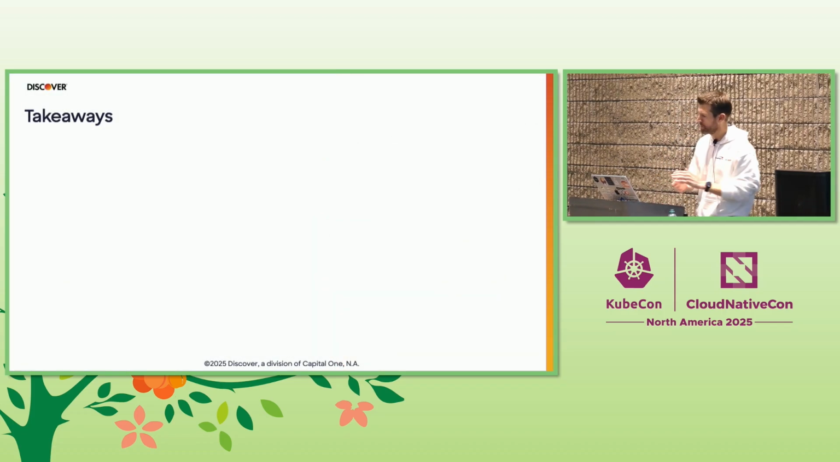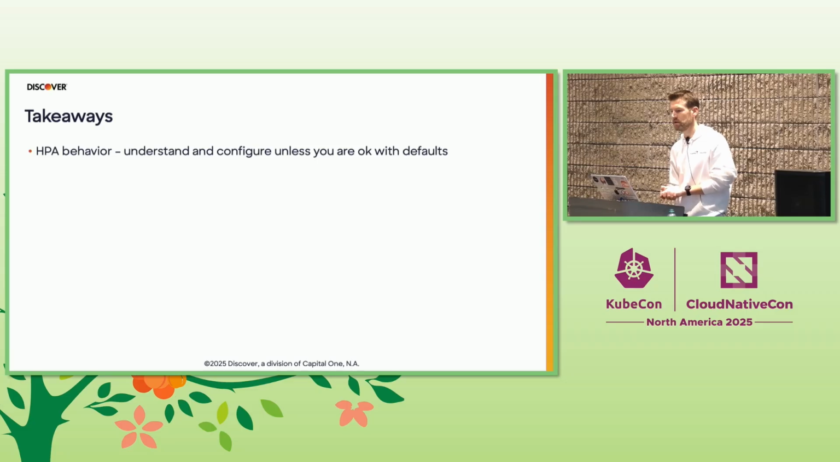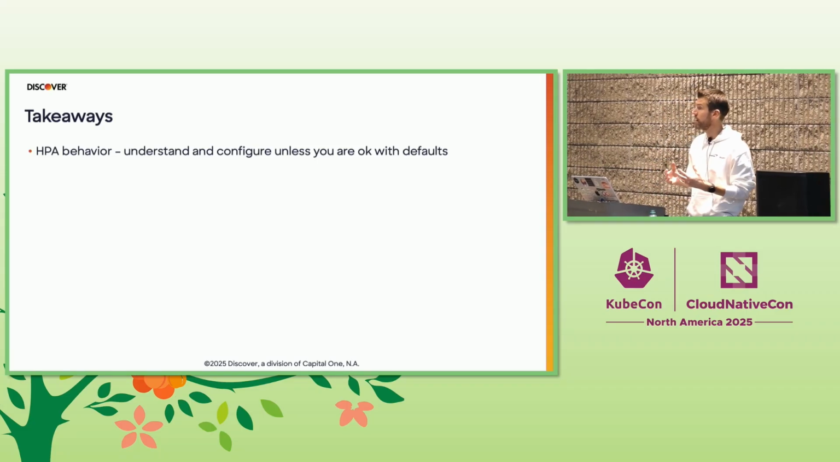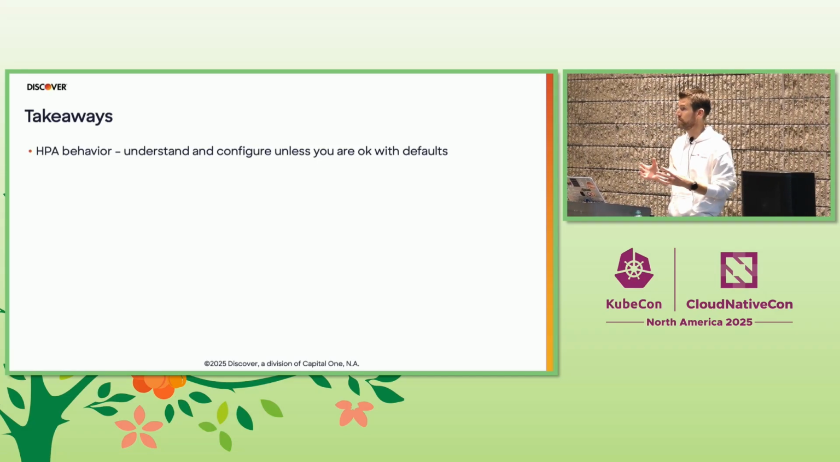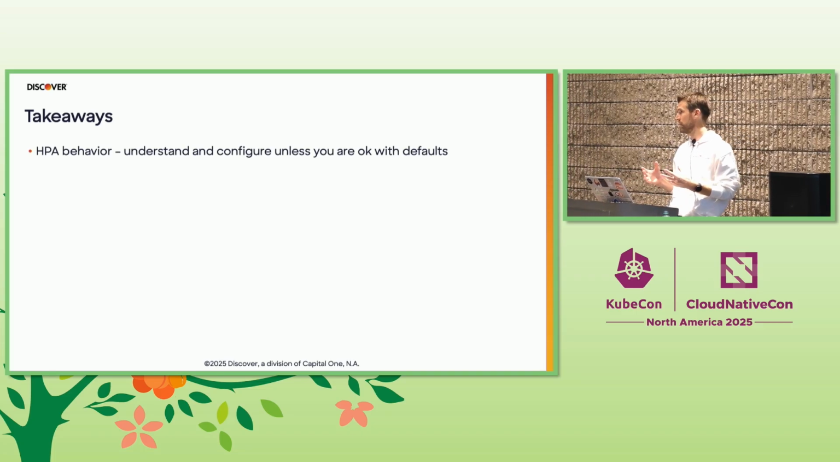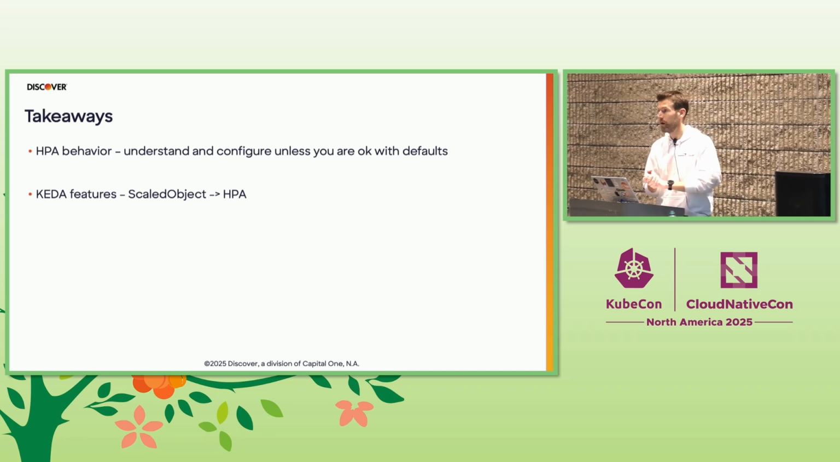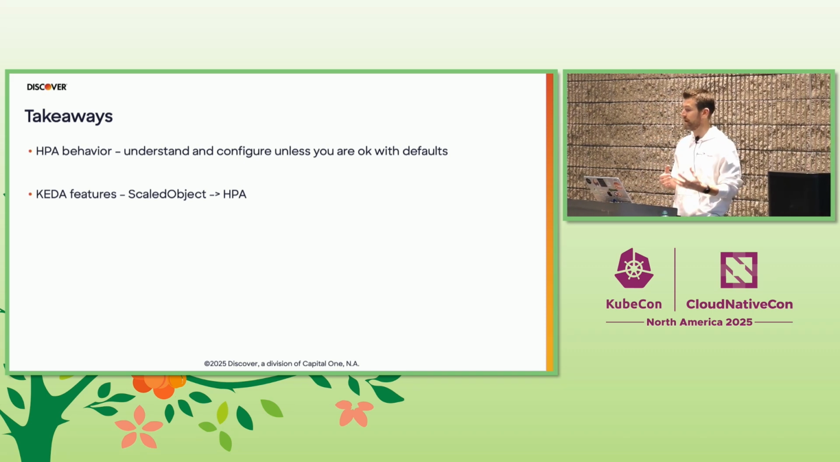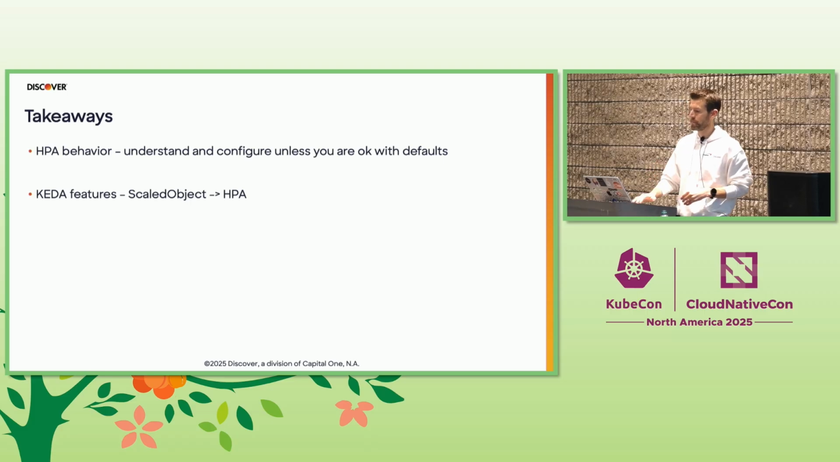All right, now to wrap things up, just a few takeaways here. If you're going to implement horizontal autoscaling in Kubernetes, whether or not you're even using KEDA, make sure you understand and you configure all of those behaviors unless you're okay with the defaults. If you're going to use KEDA, understand how to configure it and understand how it's augmenting the built-in HPA.